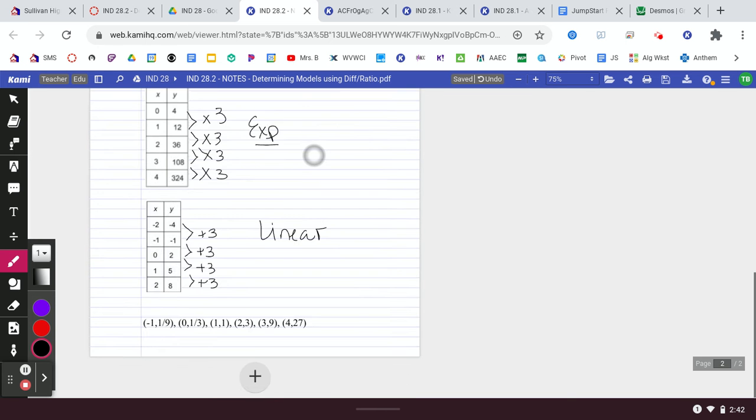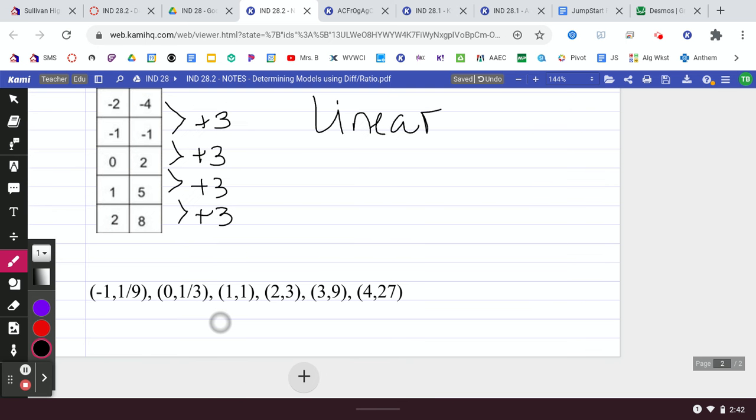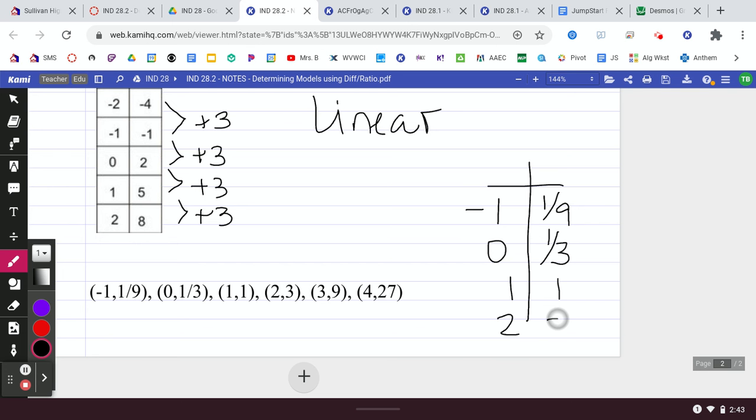Now, what if it says use difference and ratio, but it gives it to you like this? How do I use difference and ratio if it's given to me like this? Yeah, put it into a table. My first point is -1, 1/9. My next point is 0, 1/3. My next point is 1, 1, 2, 3, 3, 9, 4, 27. What's happening every time? Yeah, it's times 3.